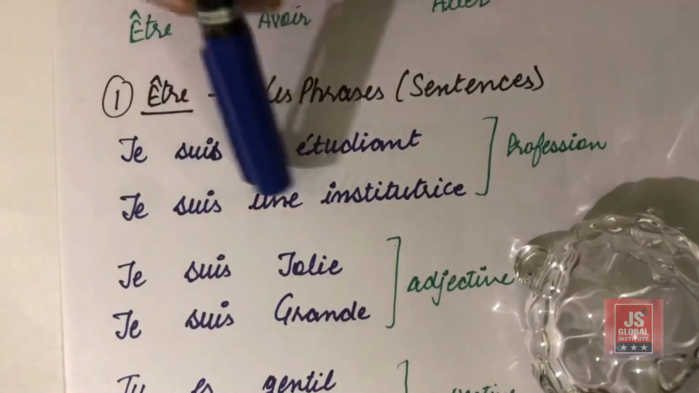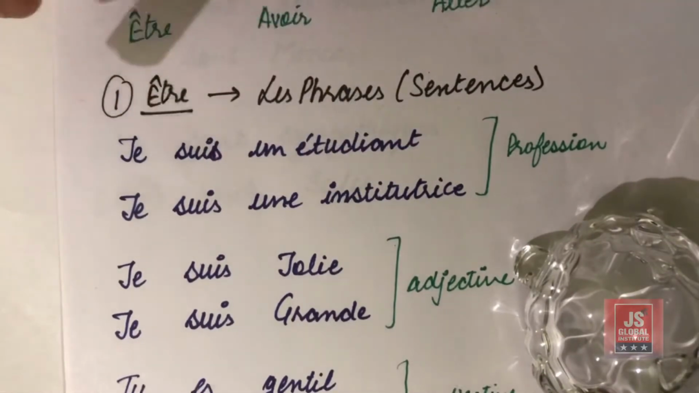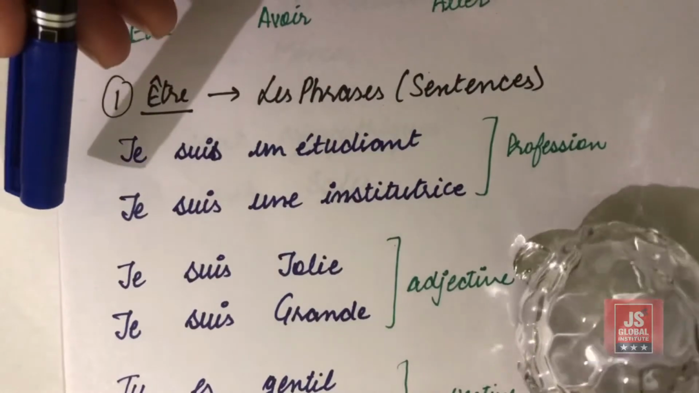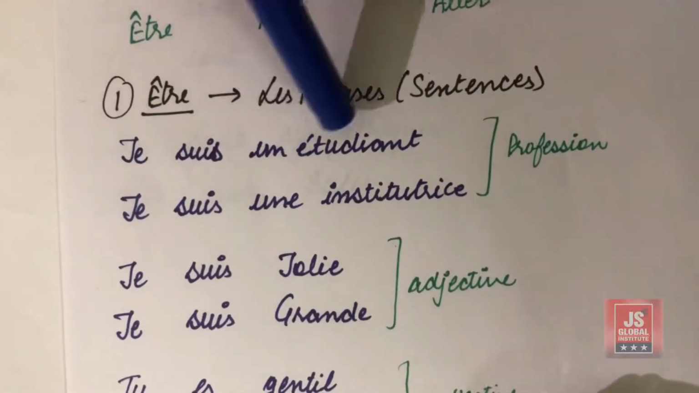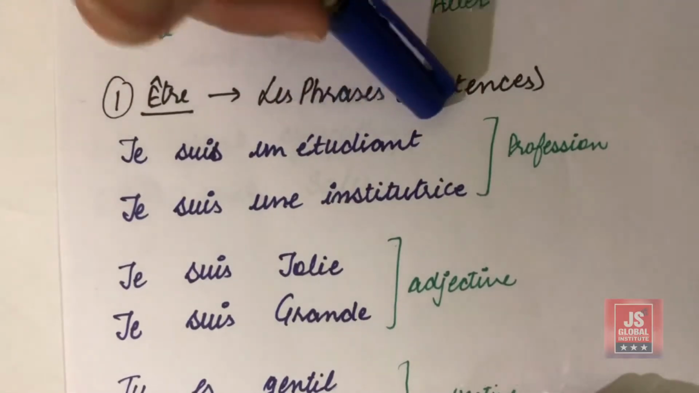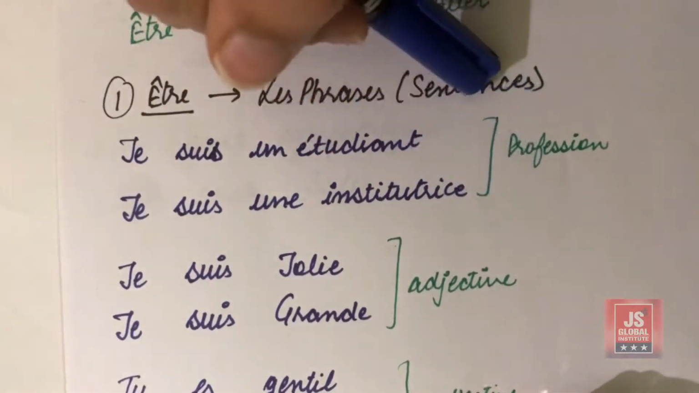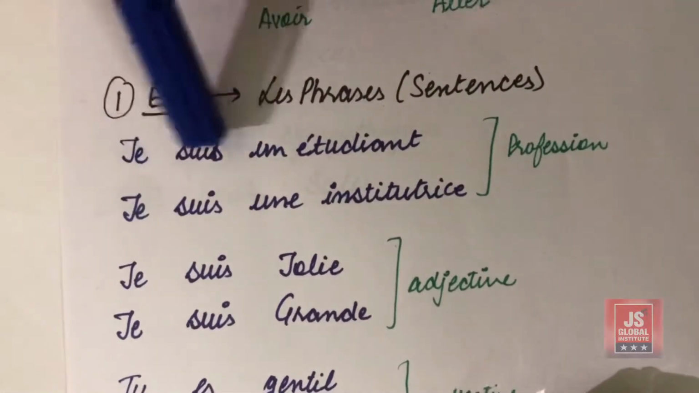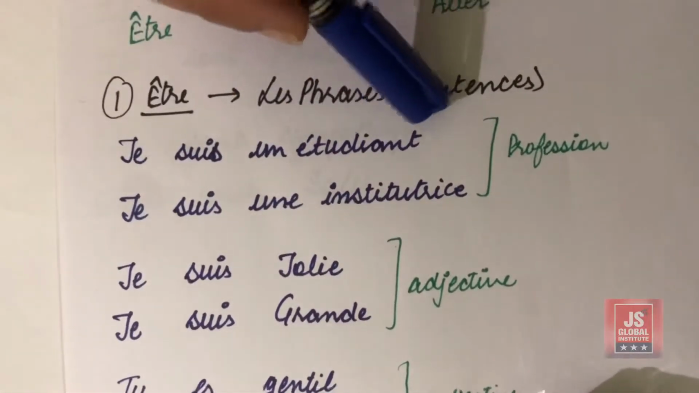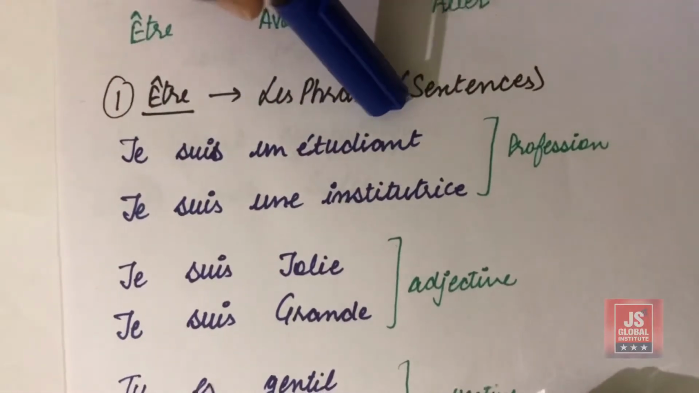So this object can be anyone. Till now we have done various professions, adjectives, etc. So according to them I am writing here un étudiant. So what is un étudiant? This is basically your doing or the profession that a person performs. So this is je suis un étudiant, which means I am a student.